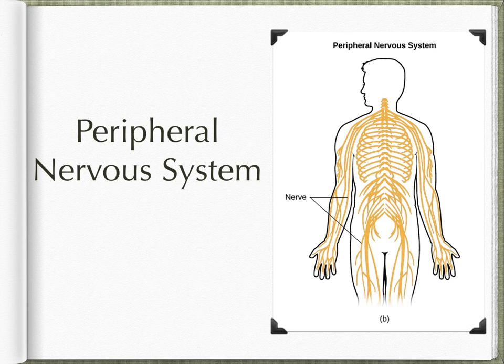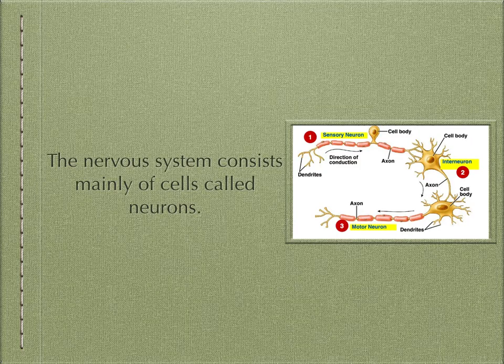The peripheral nervous system is made of nerves and ganglia, connects the CNS to the limbs and organs, serving as a relay between the brain and spinal cord and the rest of the body. The nervous system consists mainly of cells called neurons.